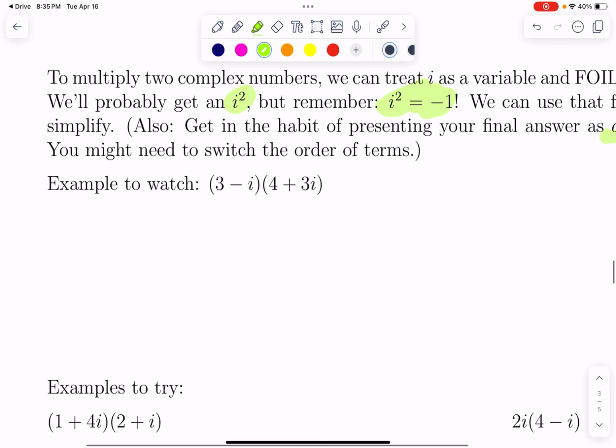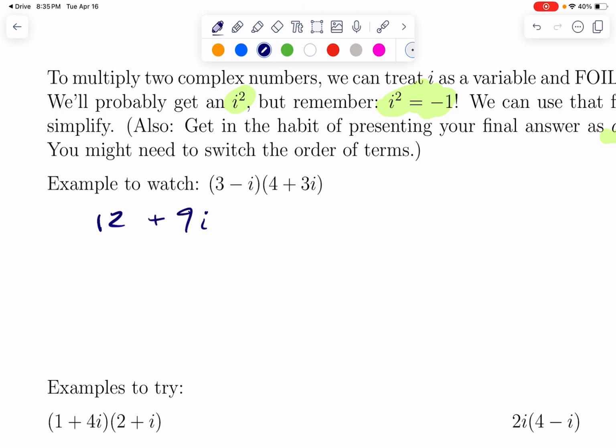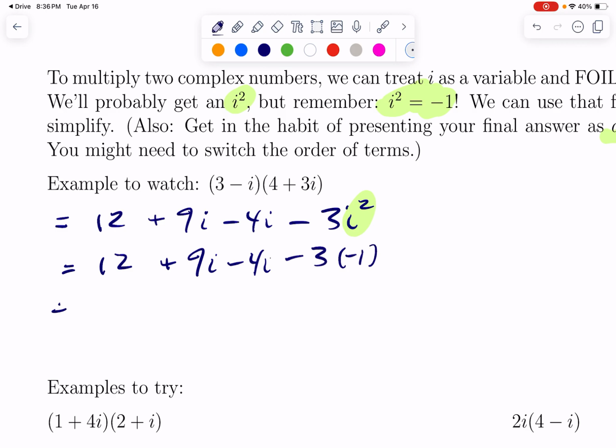So let's look at this example. If I just did this as a foiling problem, first would be 3 times 4, which is 12. Outers would be 3 times 3i, which is 9i. Inners would be negative i times 4, which is negative 4i. And lasts would be negative i times 3i, which would be negative 3i squared. But this is where we would say, oh, i squared is the number negative 1. So I really have minus 3 times negative 1. And minus 3 times negative 1 is 3.